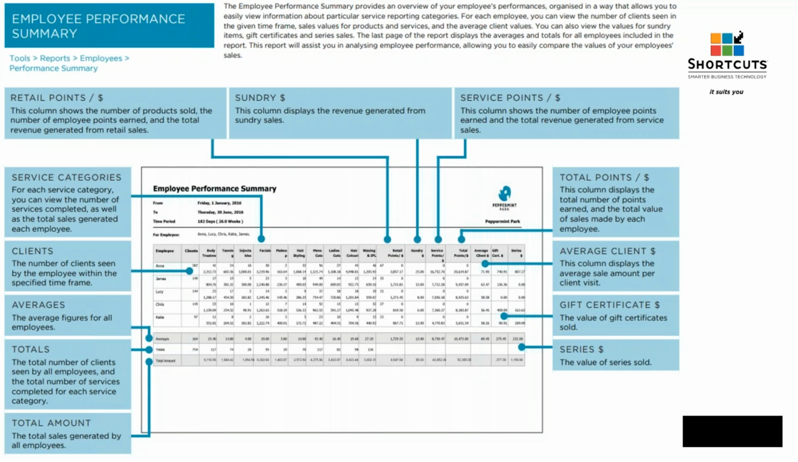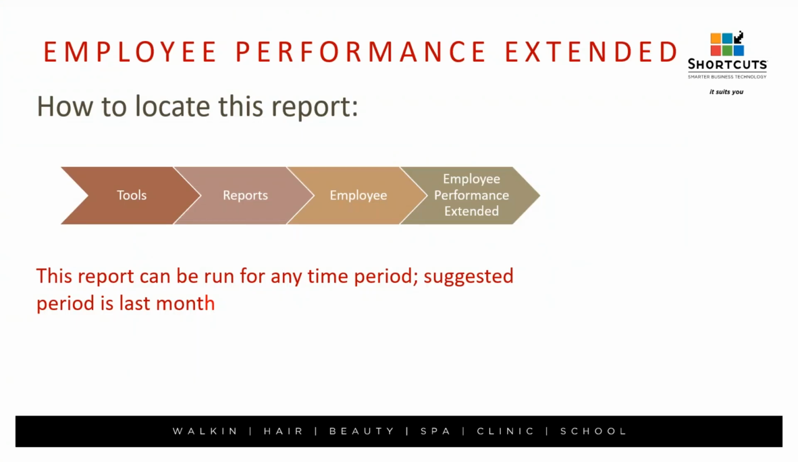Now, there are 2 different versions of the Performance Summary. This is the standard one. There's also something called Performance Summary Extended, which gives you an even further breakdown, a more detailed breakdown for each staff member, including what were their conversion ratios for service to retail, for example. So the extended one, Tools, Reports, Employee, that's the path, and employee performance extended. So how does this differ than the regular employee performance report?